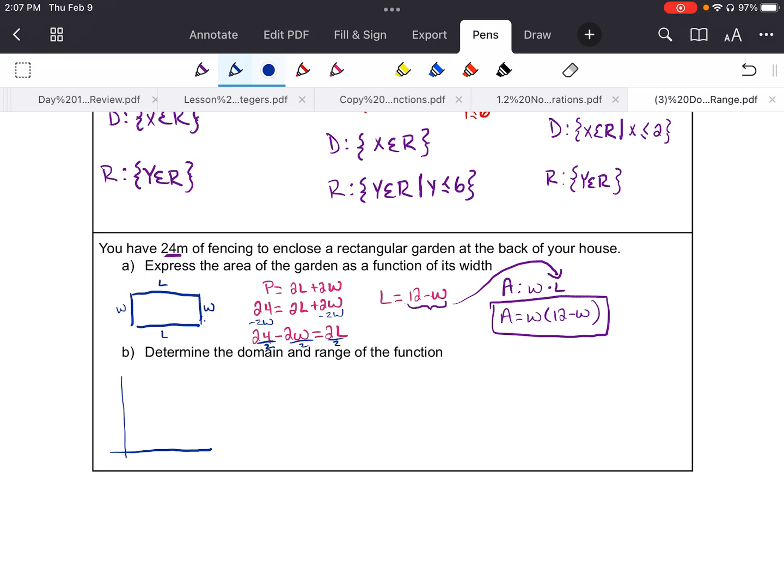Factored form tells us that this equation gives us two x-intercepts. A W outside of brackets means 0. And inside the brackets is 12. Okay, so if we have 0 and 12, we know that the area of this rectangular garden is going to look like that.